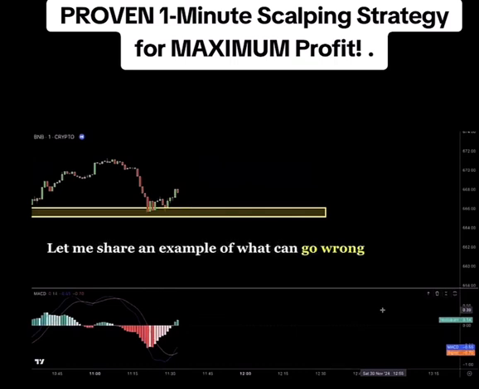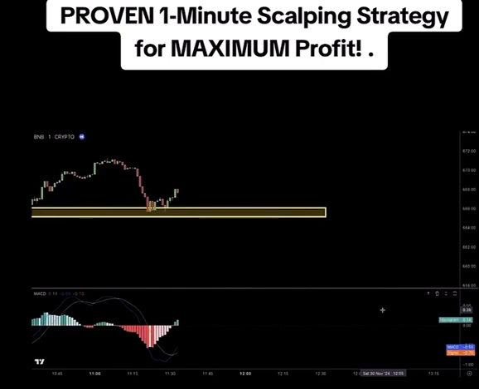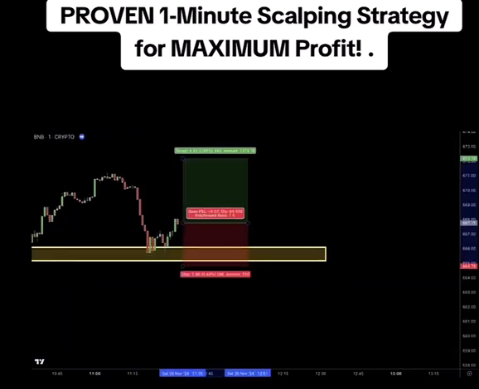Let me share an example of what can go wrong when you don't follow the set and forget principle. You spot a great demand zone on the 15-minute chart, switch to the 1-minute chart, and notice a clear rejection along with a bullish MACD crossover. Confident in your setup, you place your entry, stop loss, and target.